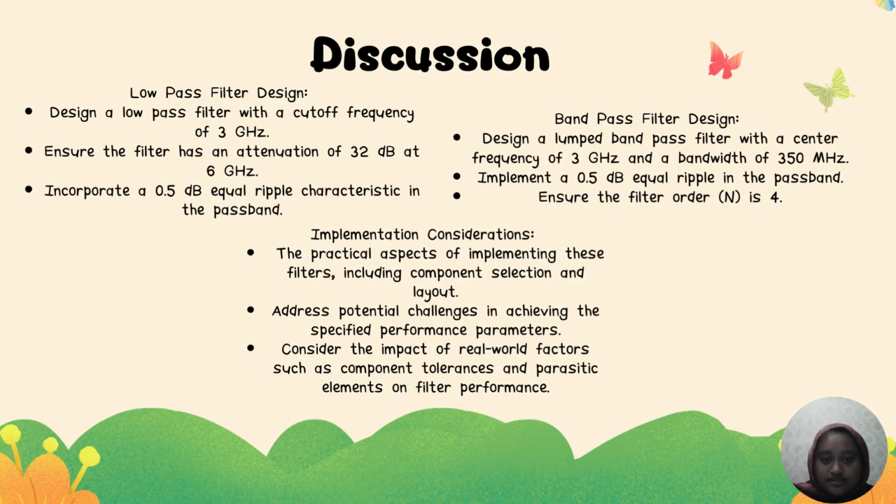The next slide is the discussion. Low pass filter design: design a low pass filter with a cutoff frequency of 3 GHz. Ensure the filter has an attenuation of 32 dB at 6 GHz. Incorporate a 0.5 dB equal ripple characteristic in the pass band. While for the band pass filter, design a lumped band pass filter with a center frequency of 3 GHz and a bandwidth of 350 MHz. Implement a 0.5 dB equal ripple in the pass band and ensure the filter order n is equal to 4.